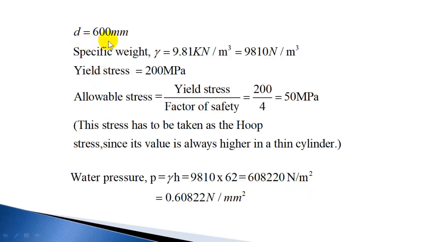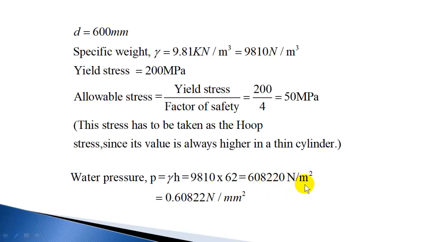The data given is diameter 600 mm, specific weight 9.81 kilonewton per meter cube or 9810 Newton per meter cube, yield stress 200 megapascal. So you can find out the allowable stress as yield stress divided by factor of safety, which will give 50 megapascal. Now this stress can be taken as hoop stress in the thin cylinder, since the hoop stress is the maximum stress induced in a thin cylinder. So allowable stress is 50 megapascal. So you can find out the water pressure as gamma H. Gamma is 9810 Newton per meter cube into 62 meter water head. So you get the pressure as 608220 Newton per meter square.